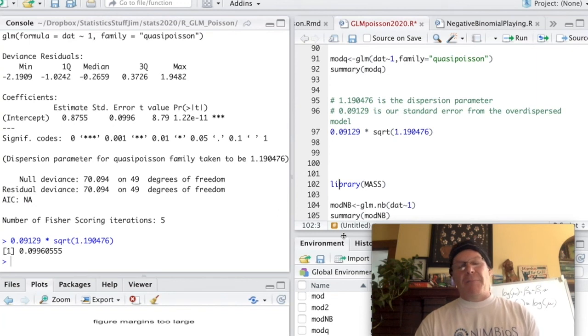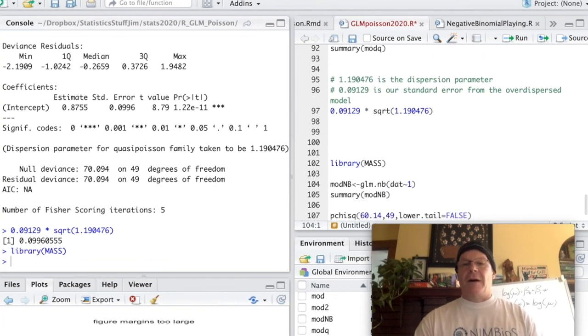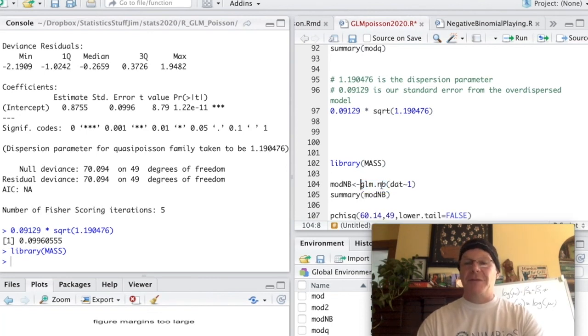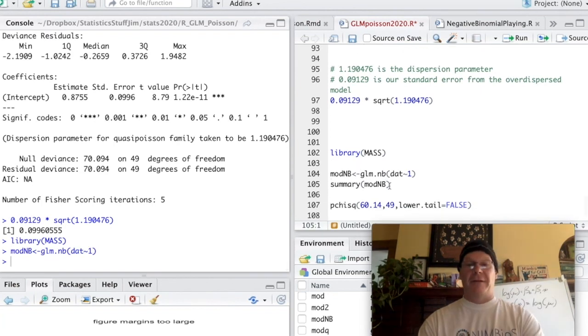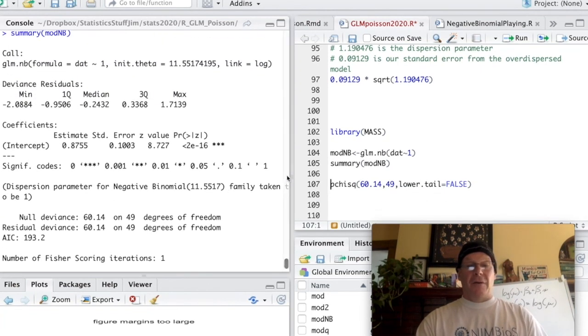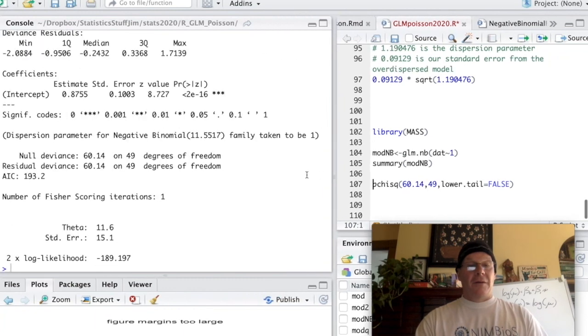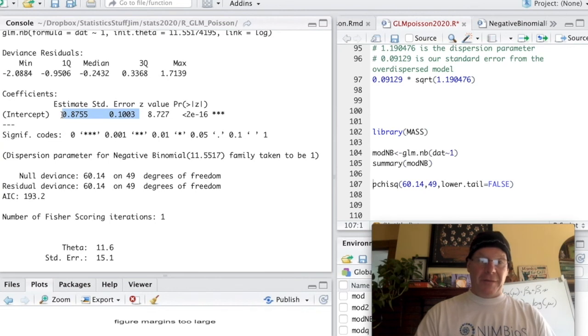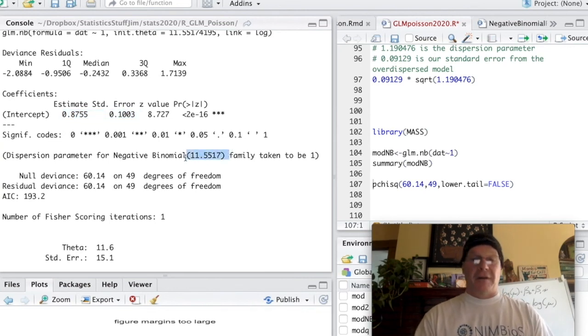Within the package MASS, there is a function called glm.nb, which stands for Generalized Linear Model with a Negative Binomial Error Structure. And I'm going to take our exact same data as before, and I'm going to go ahead and run it in there. And then I'm going to look at the summary. And so here we have our estimates. We have a dispersion parameter.